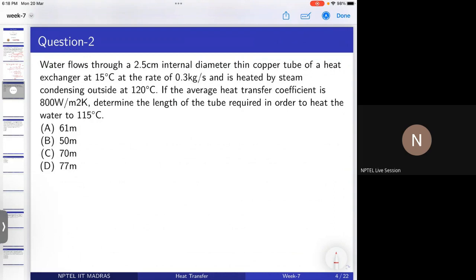So here the question is, we have a thin wall copper tube, and its diameter is given. Water is entering at 15 degrees Celsius at 0.3 kilogram per second mass flow rate. And on the outside surface of the tube, steam is condensing at 120 degrees Celsius. We have to heat the water from 15 to 115 degrees Celsius. And our heat transfer coefficient is also given. So we have to determine the length of the tube in order to heat the water.